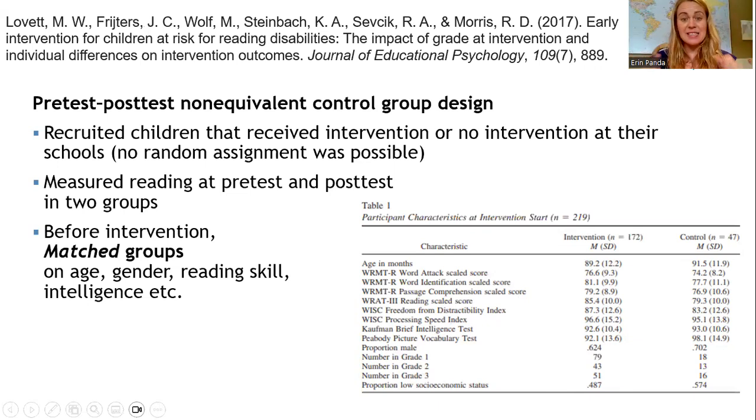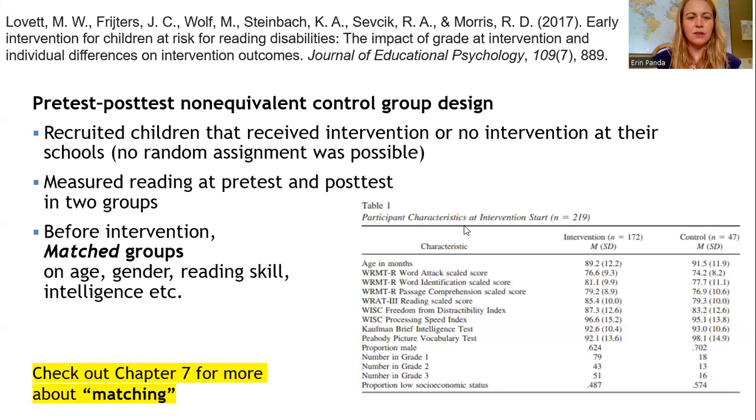So this is a really great design because we're measuring our two groups at 2 points in time, and the researchers have taken steps to try to make the groups as equivalent as possible. We're going to be talking more about this procedure of matching, so how to control for these extraneous variables and try to ensure our groups are as equivalent as possible, in the next few weeks.